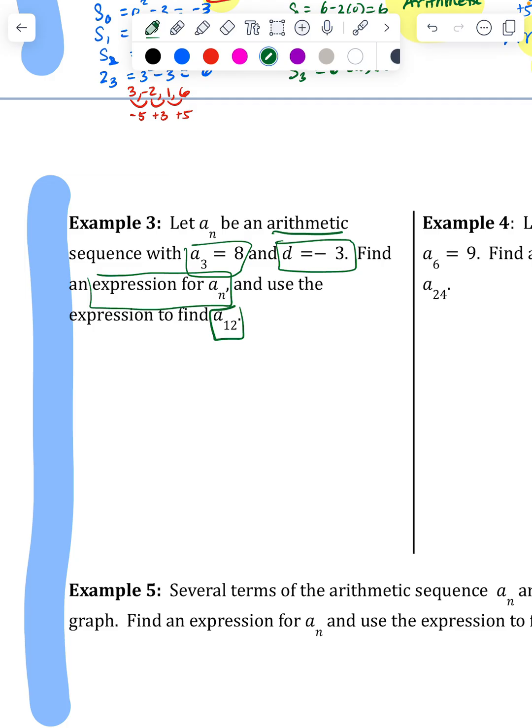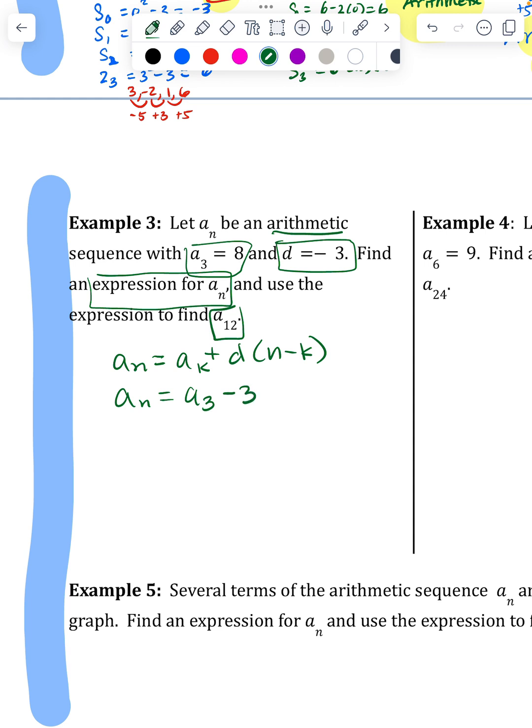So if I go back to my original notes, my formula that I would use, since they didn't give me the initial term, is the second one in my notes that looks like this. So I am starting at a sub 3, and I'm trying to just find my a sub n expression. Okay, I know the common difference is -3 because they told me.